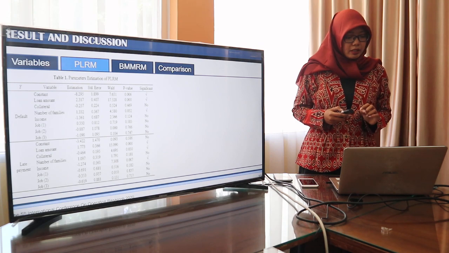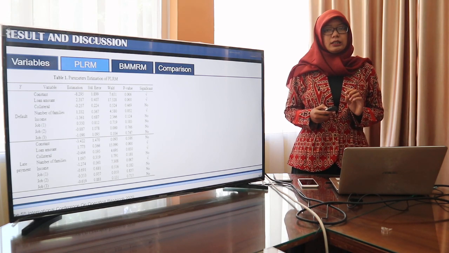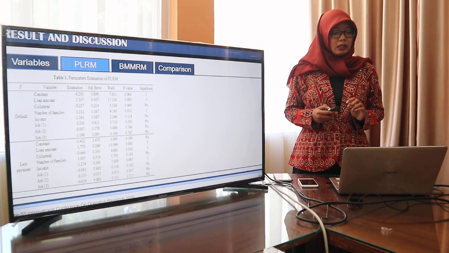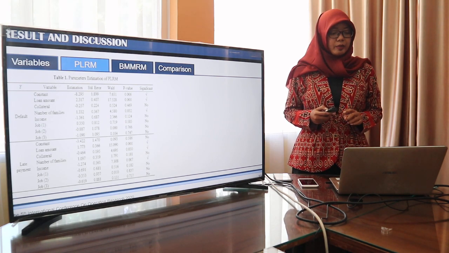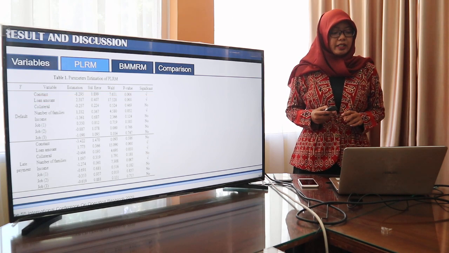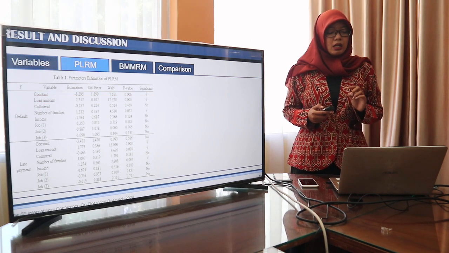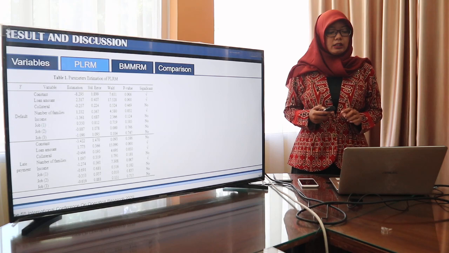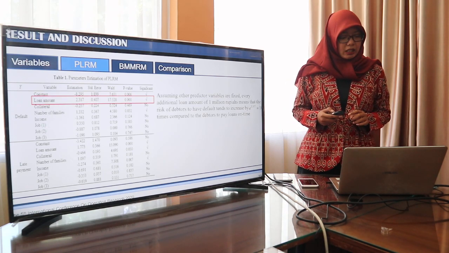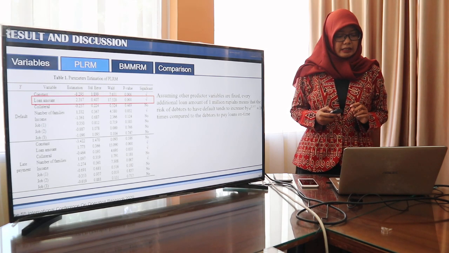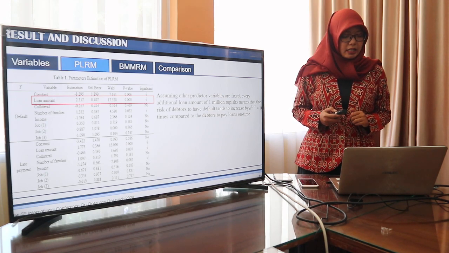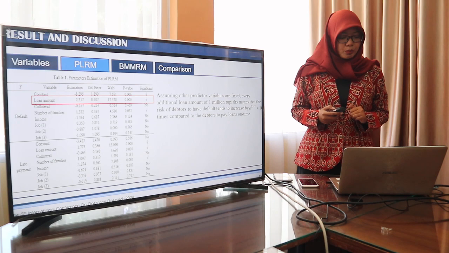The parameter estimation result of PLRM is given in table 1. A parameter is significant if the p-value is lower than 5%. The interpretation of PLRM uses the odds ratio value. For example, assuming other predictor variables are fixed, every additional loan amount of 1 million rupiah means that the risk of debtors to default tends to increase by 10 times compared to debtors who pay the loan on time.